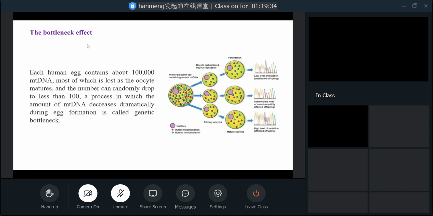So here from the picture we can see the egg contains many mitochondrial DNA, but during its maturation, most of the mitochondrial DNA is lost, and only a few mitochondrial DNA are left. Then this mitochondrial DNA passes through the oocyte then to his offspring, to his children.